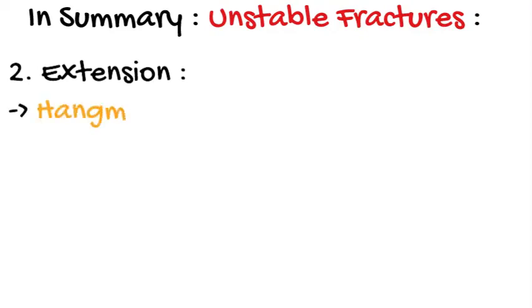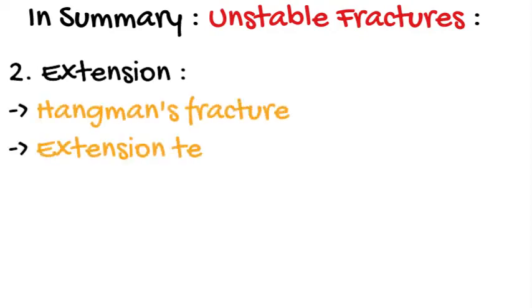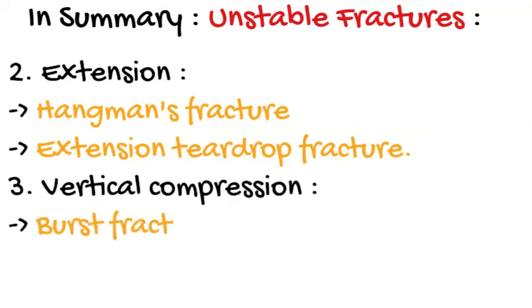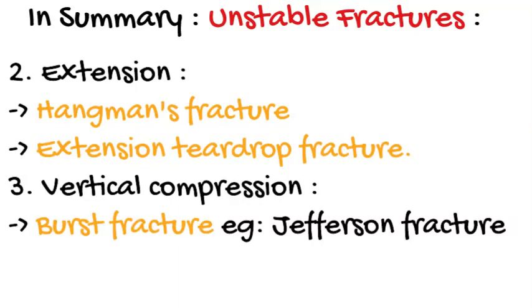Another example of extension type is Hangman's fracture and extension teardrop fracture. 3. Vertical compression. Examples are burst fracture and, involving the cervical spine, Jefferson fracture.